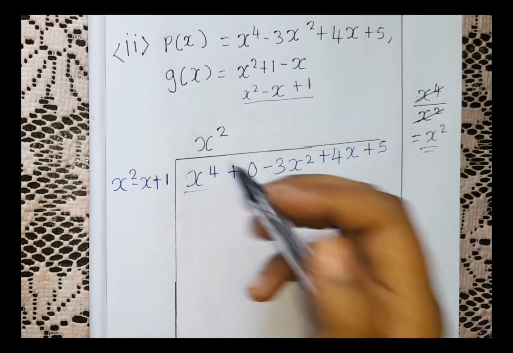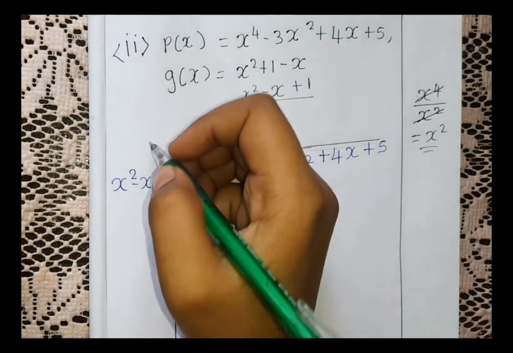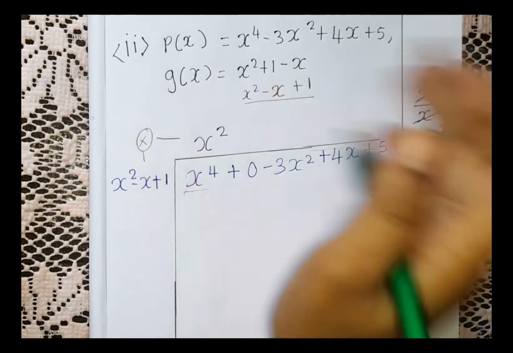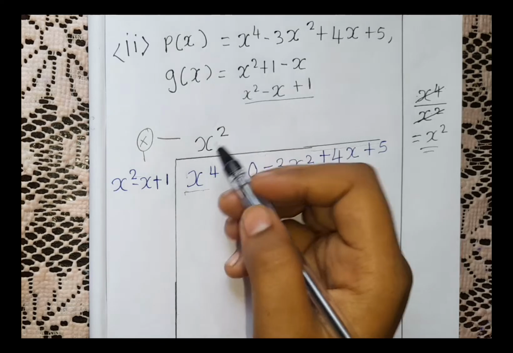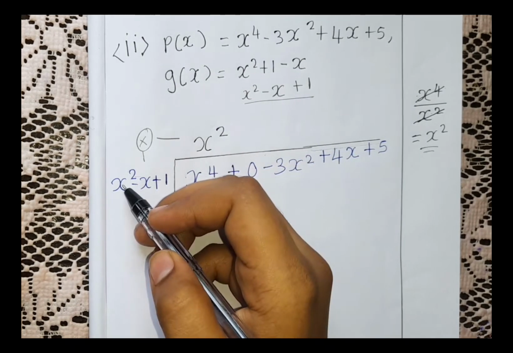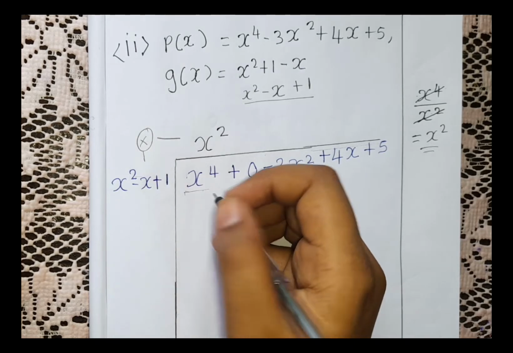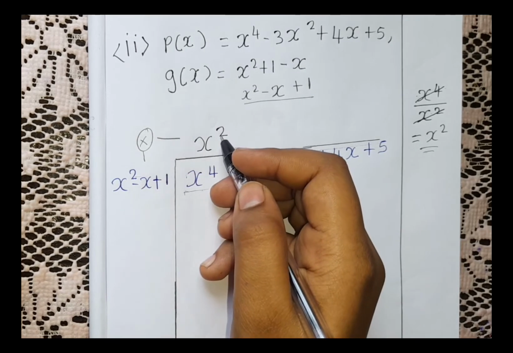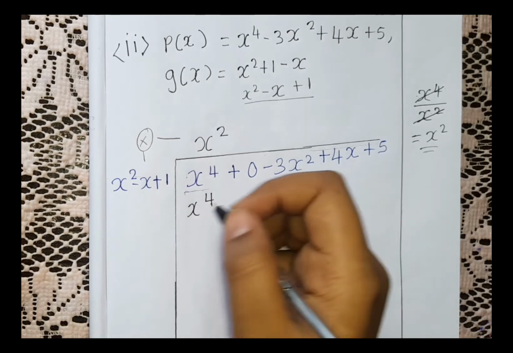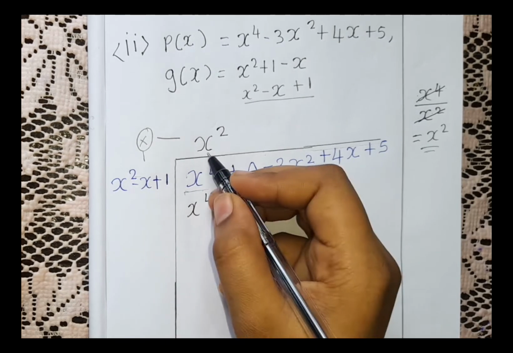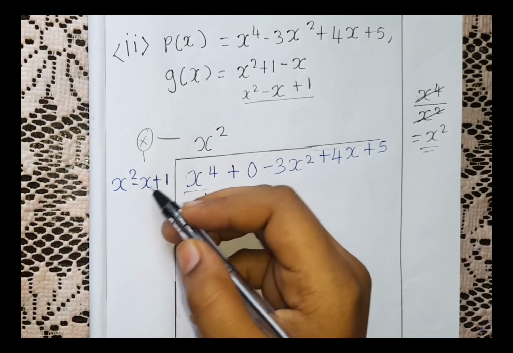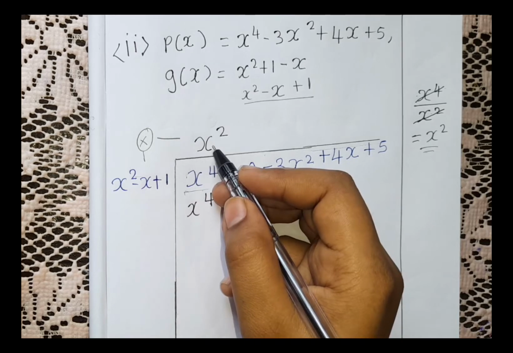Now we are going to multiply it. We should multiply this x square with each term of the divisor. So x square into x square is x power 4, since 2 plus 2 is 4. And then minus x into x square: minus into plus is minus, and x into x square is x cube.